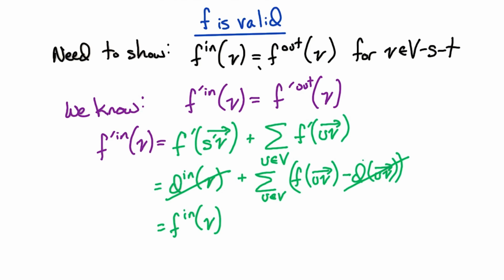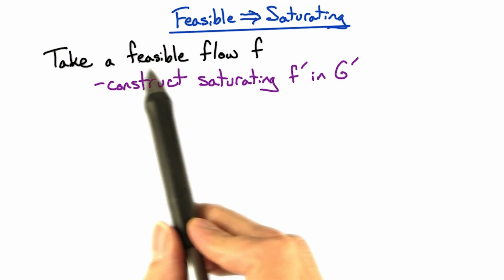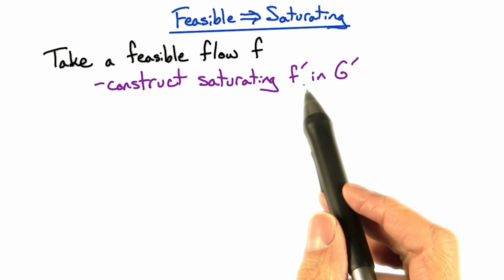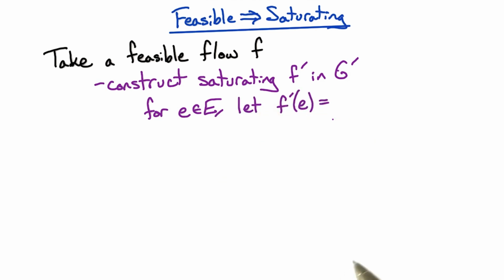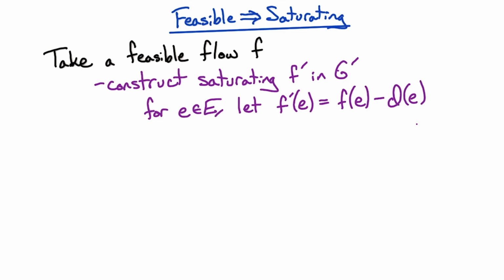Now we have to prove the reverse direction. To prove the reverse direction, what we want to do now is take a feasible flow F in the graph G, and we want to construct a saturating flow F prime in this new graph G prime. Now for each edge of the original network G, we're going to define the new flow along that edge to be the old flow shifted down by the demand along this edge. Now that defines the flow for all the edges in the original network.